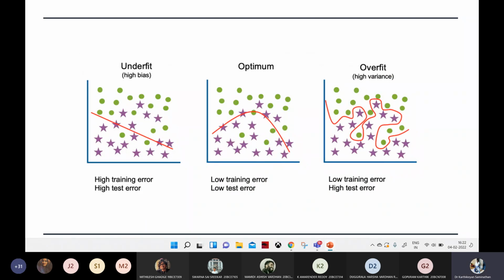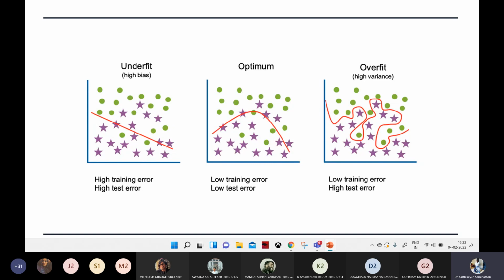You can see this diagram: underfit, optimal and overfit. Underfit meaning there is a high bias. Overfit meaning there is a high variance. Underfit always has high training error and high test error, because the data is not utilized so far. Overfit meaning very low training error and high test error. Right. So optimal meaning both will be low.